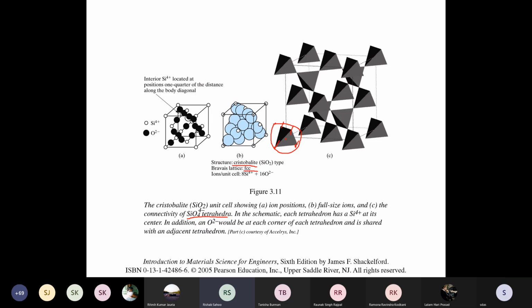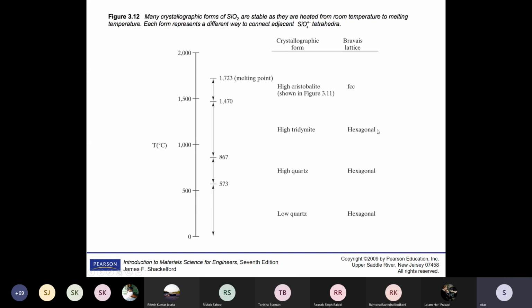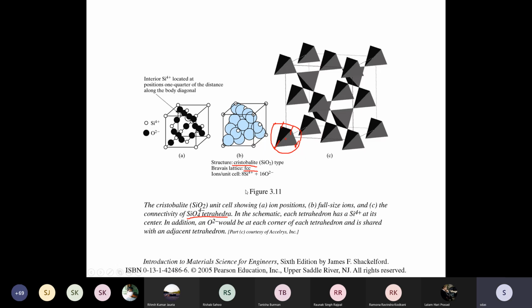So in terms of voids and lattice points, can you mark which ones are oxygen and which ones silicon? If you look at a tetrahedron, at the center of the tetrahedron you have a silicon ion, and there are 4 corners of a tetrahedron where you have oxygen ions.